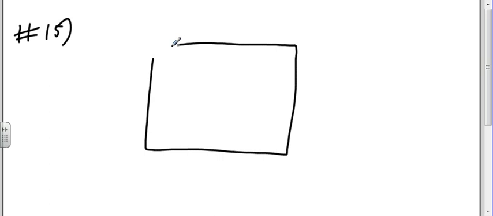A square 4 inches on a side is cut out of the corner of a square sheet of aluminum. Okay, so here I got this square sheet of aluminum, and I cut out a square right there, 4 inches on a side.